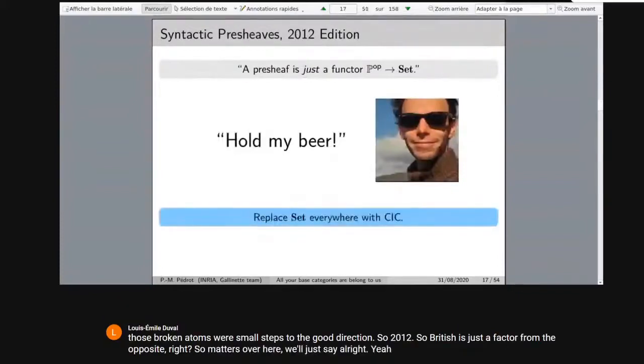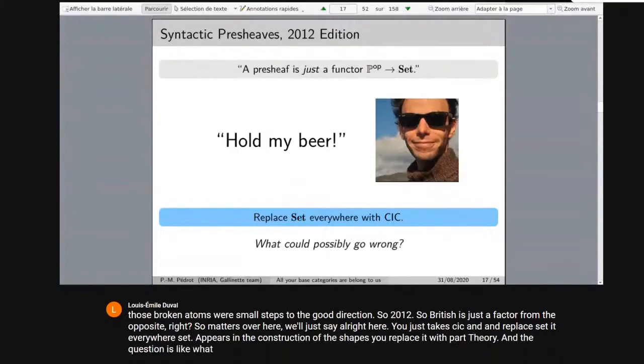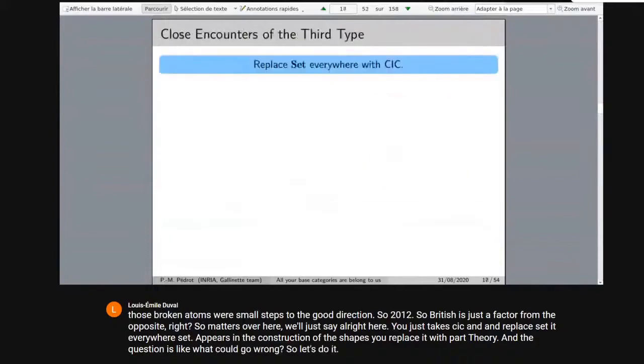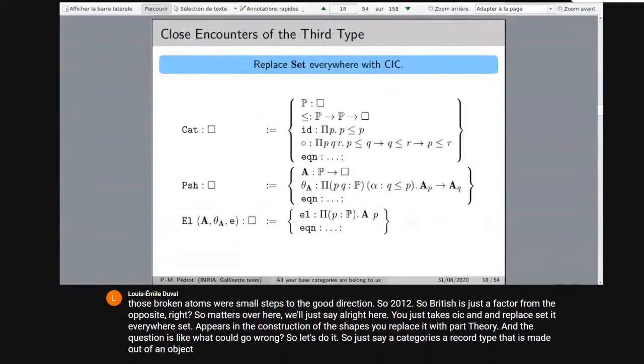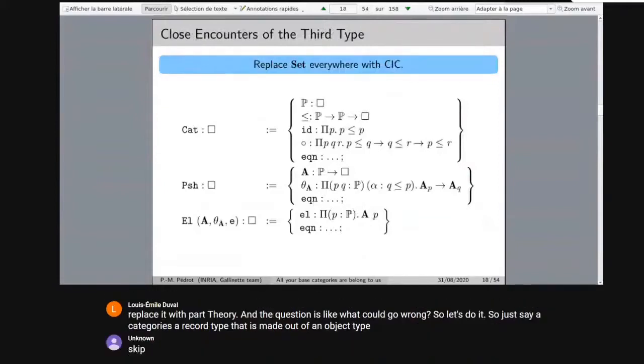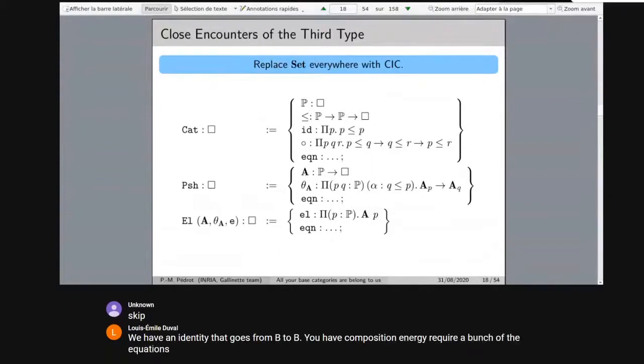You just take CIC and everywhere Set appears in the construction of presheaves, you replace it with type theory. And the question is, what could go wrong? So let's do it. Just say a category is a record type that is made out of an object type, a morphism type, you have an identity that goes from P to P, you have composition, and you require a bunch of equations on this structure.